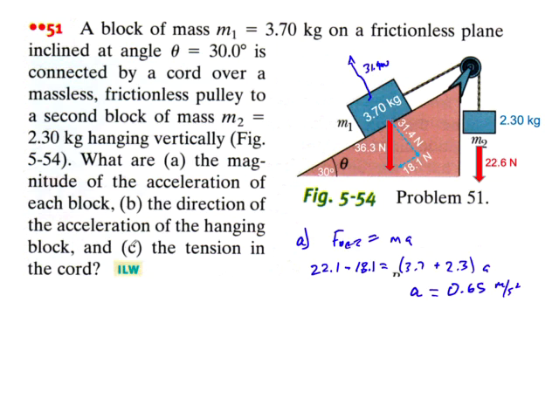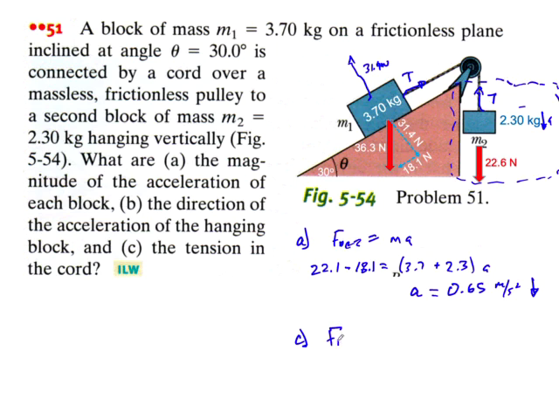B, the direction of the acceleration of the hanging block. Oh, it's accelerating downward for the hanging block. And C, what's the tension in the cord? And that's where it gets a little more exciting. So we know this one's accelerating downward. We could solve the tension either here or here by looking at just one block by itself. If we look at the whole system, we can't solve for tension because it's internal to the system. But let's just look at this one block. And we know the acceleration of it, so we can solve for this.